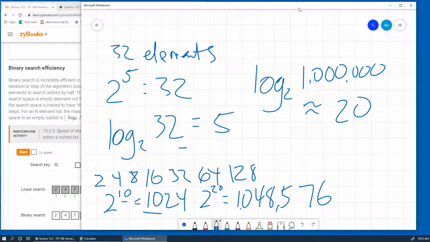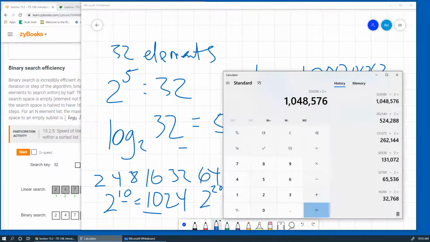So when anybody asks you, well, how long? Okay, so a linear search, you can keep on going to a billion. Turns out 2 to the 30th is like a billion. So this is 2 to the 20th, 21, 22, 23, 24, 25, 26, 27, 28, 29, 30. See, that's about a billion.